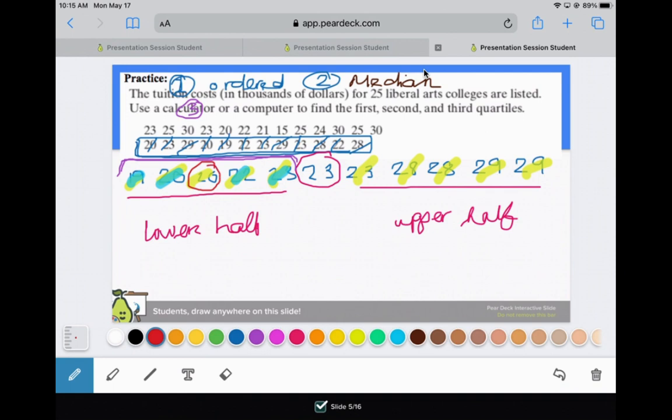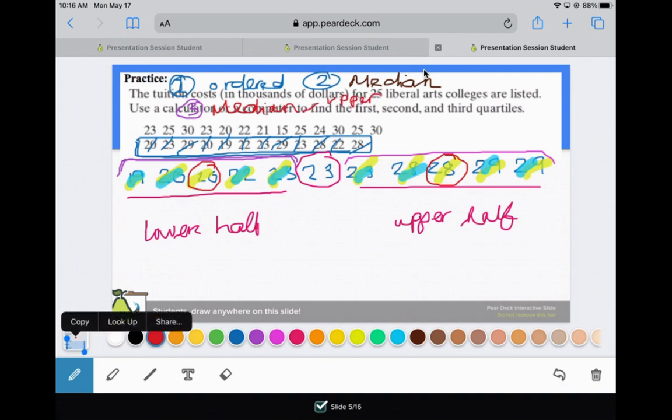I'm doing the same thing with my upper half. So notice I'm going to start from here to here. All right, so let's see. Okay, so I'm finding the median again. So the median of the upper and the lower.